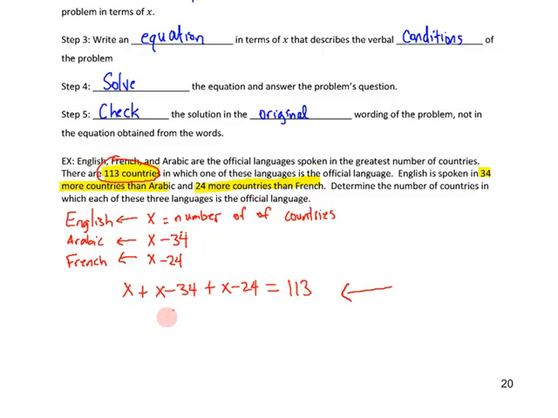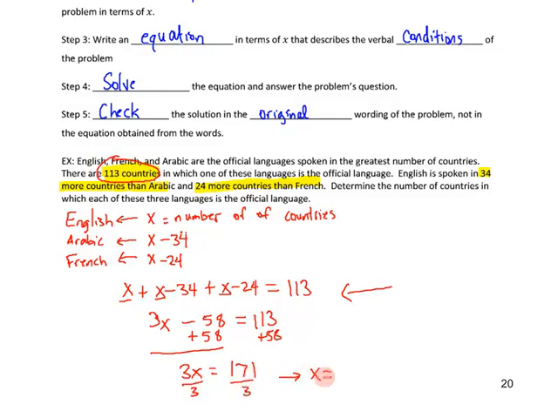We simplify both sides, so I can collect like terms and have x plus x plus x gives me 3x. Minus 24 and minus 34 added together gives me a minus 58. That's still equal to 113. Now if I'm going to try to solve for x, I'm going to get the x by itself by adding 58 to both sides. So it becomes 3x is equal to 113 plus 58, which is 171. Divide both sides by 3, and I get x is 171 divided by 3, which is 57.